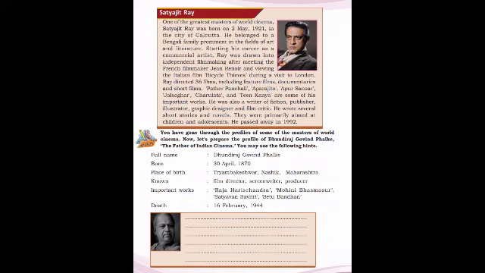Satyajit Ray was born on 2nd May 1921 in the city of Calcutta. He belonged to a Bengali family prominent in the fields of art and literature. Starting his career as a commercial artist, Ray was drawn into independent filmmaking after meeting the French filmmaker Jean Renoir and viewing the Italian film Bicycle Thieves during a visit to London.